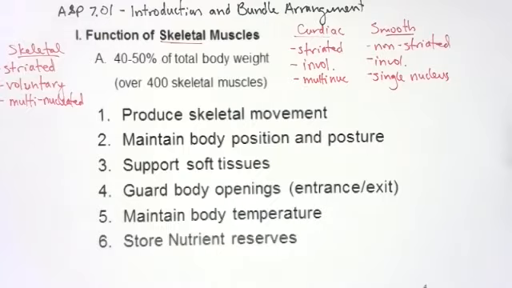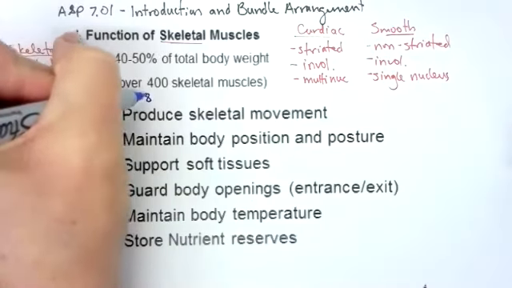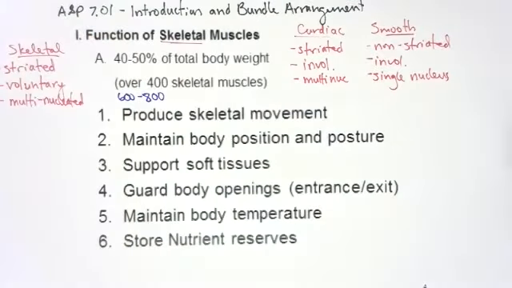And instead of writing all of these out, I gave you a preloaded set, which is a little bit different. But to start off with, your muscles make up 40 to 50% of your total body weight. And you have over 400. Actually, some estimates give you 600 to 800. If you go on Wikipedia, why is there so much variety? Scientists don't always agree on what constitutes a single muscle.